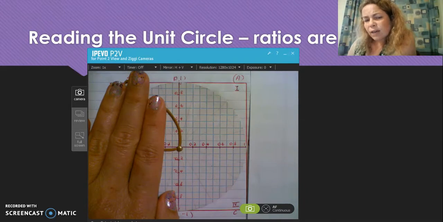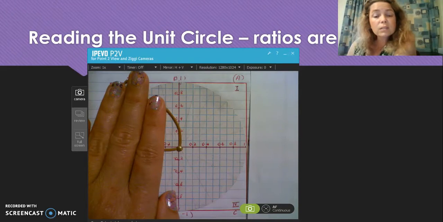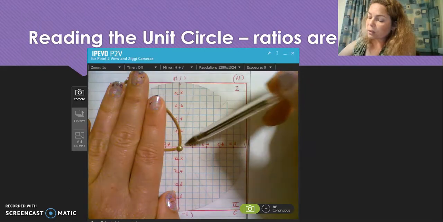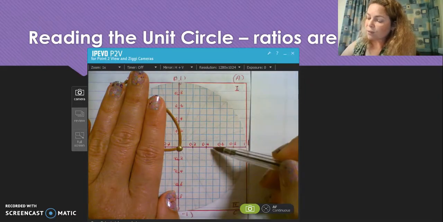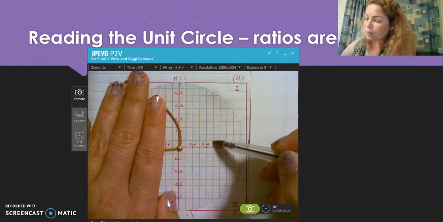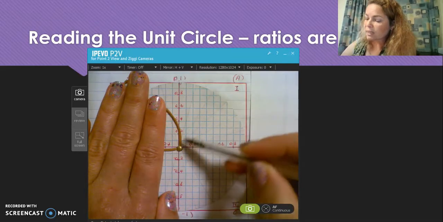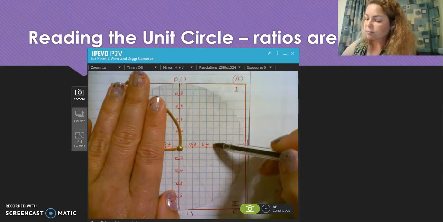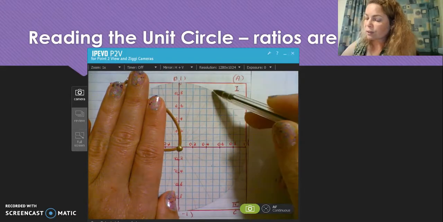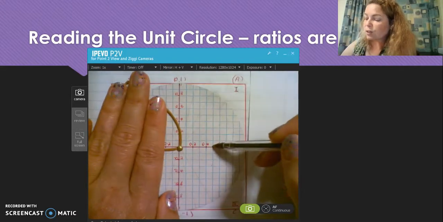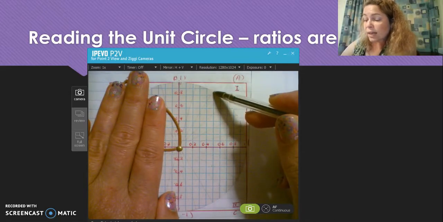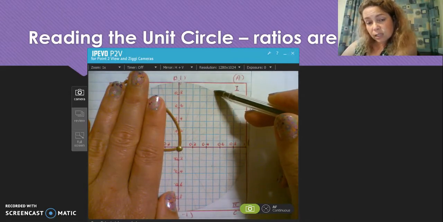So if you have a reading of, for example, we know that cos is a half, positive a half. What we do is we go along our x-axis and we find a half, and then we can go up and we can see that it is 60 degrees because we've got 15, 30, 45, 60. So your calculator will tell you that when cos is a half, our angle will be 60 degrees.